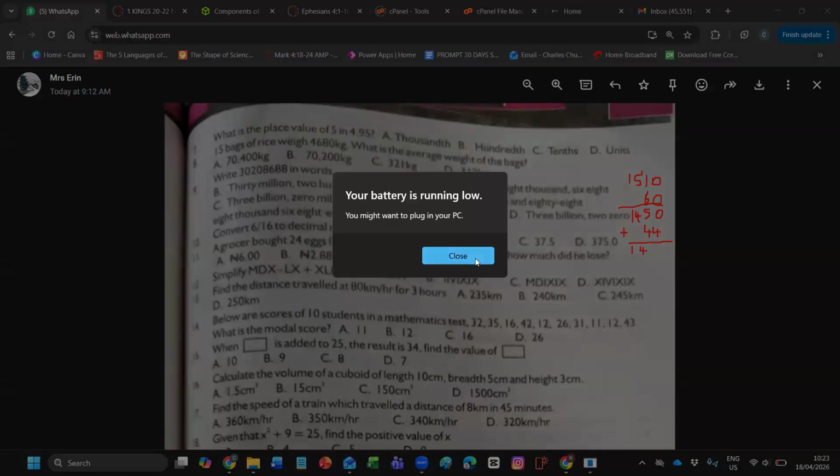So what next? Plus what? They said also plus 44. So 1,450 plus 44. That is 1,494. So when you change 1,494 to Roman numerals, what would that be?